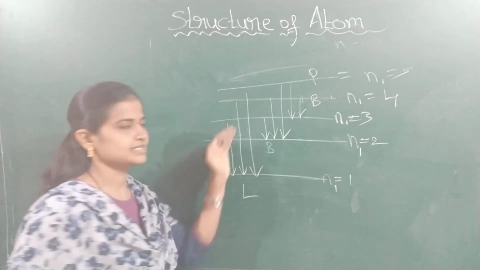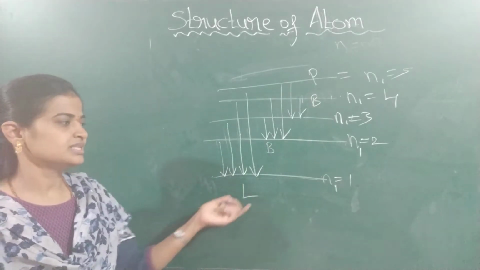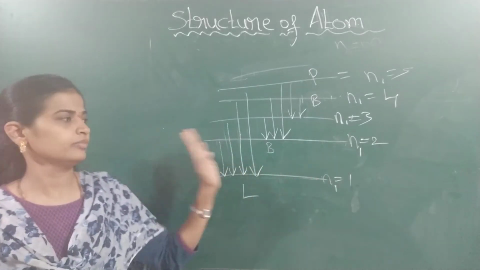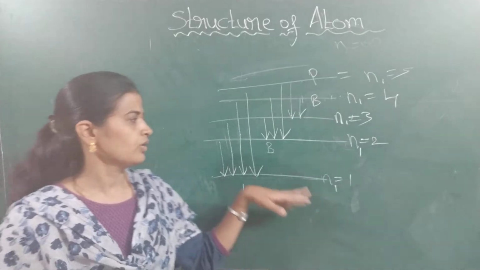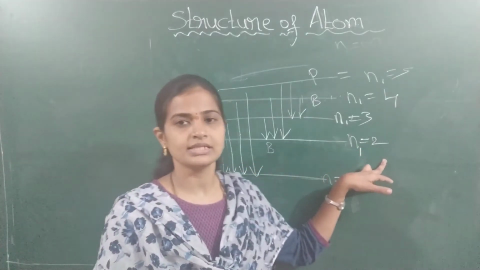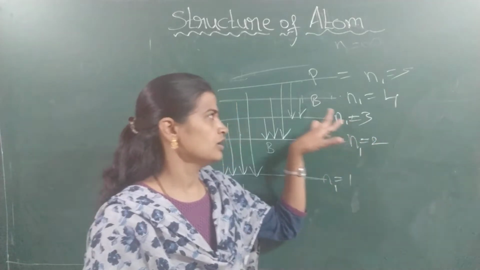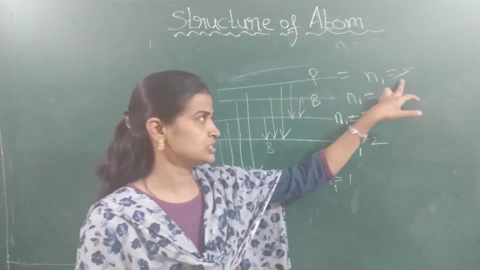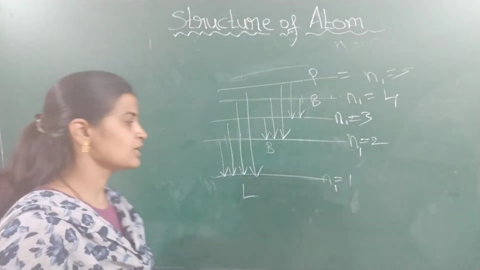You have to understand this by this diagram. Got it? For the Lyman series, n1 is always 1. Why am I teaching these? These are important to solve numericals. For the Balmer series, n1 is 2. For the Paschen series, n1 is 3. For the Brackett series, n1 is 4. For the Pfund series, n1 is 5. Then what is the value of n2?